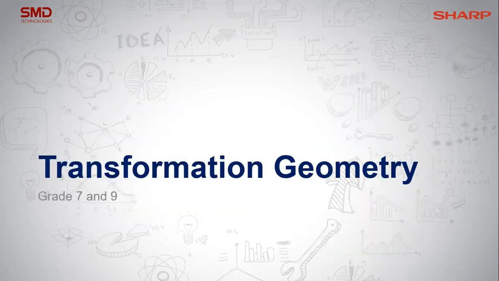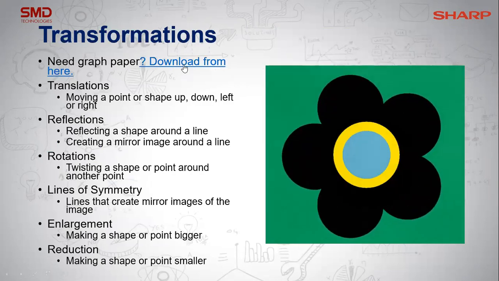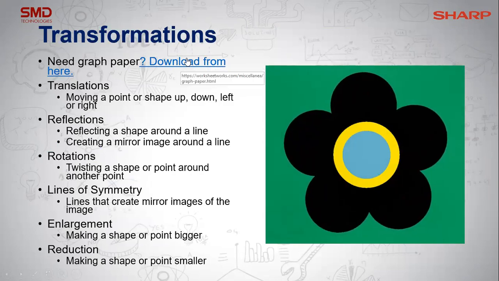So then we have the topic of transformation geometry, which is covered in grade 7 and 9. So we need to have graph paper. So if you need graph paper, this one is great. It's also free to download.